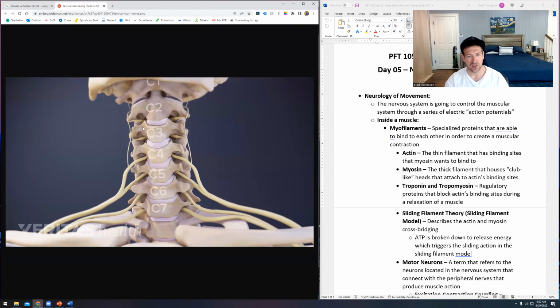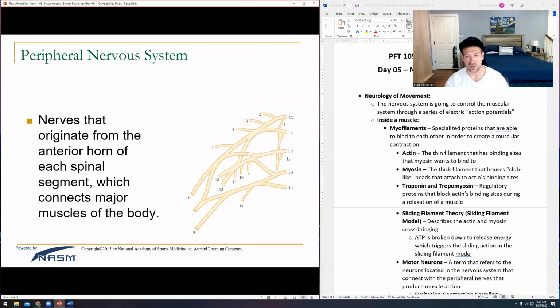So there's your C3, C4, C5, C6, C7, right? They all kind of come out in these big branches. And you'll notice a lot of them kind of come together, right?